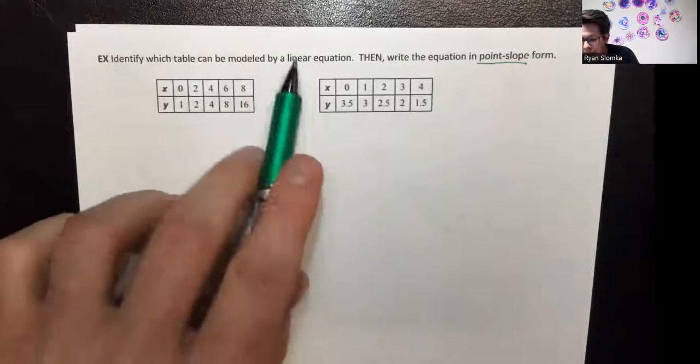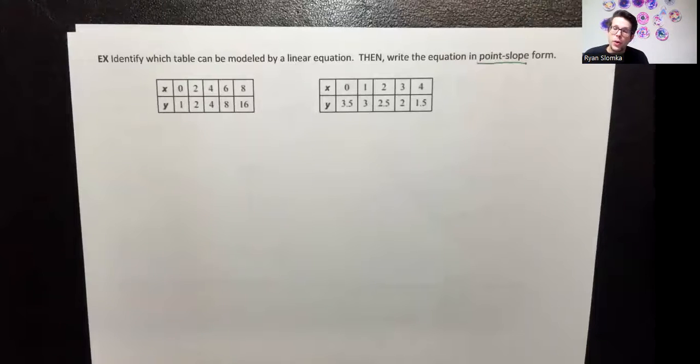Identify which table can be modeled in a linear equation. Linear equations are going to follow very strict patterns, and they need to be consistent without changing. And so that's going to be our first job. Most of the time, students are pretty adept at just kind of looking at it and telling. And so if you want to go through that, that would be totally fine.